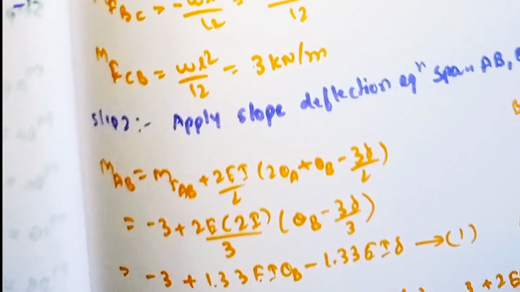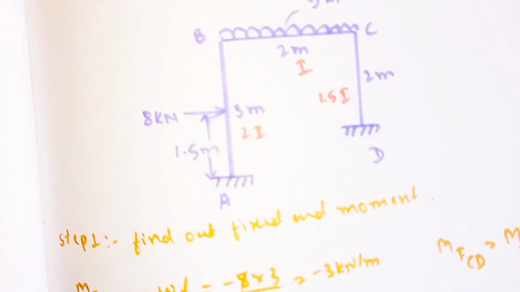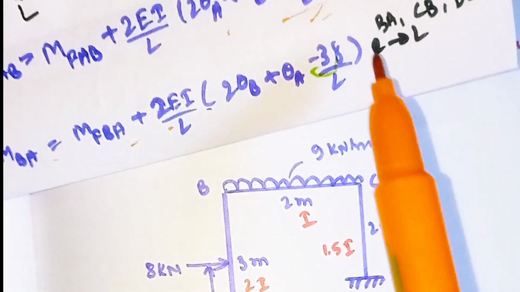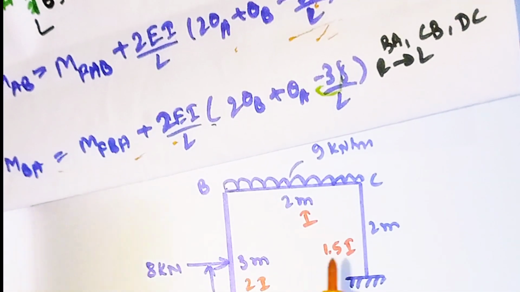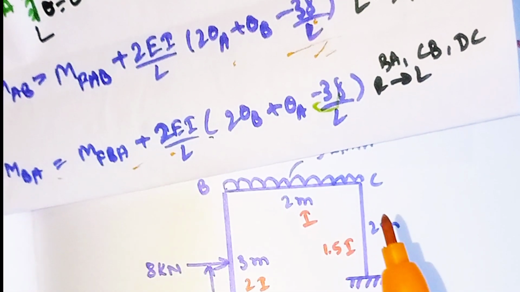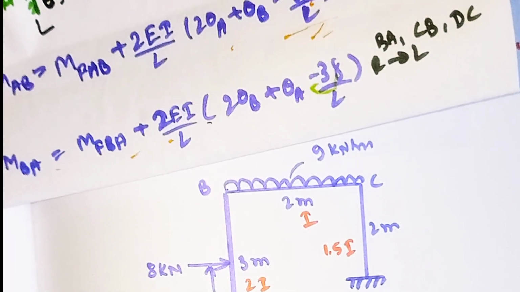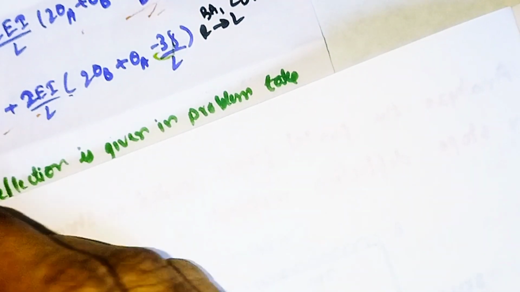Similarly we need to calculate for span BC as well as CB. Our span BC is the horizontal member. We should not take 3 delta divided by L because the deflection is not acting on the horizontal member. Now we'll see how to calculate this. For span BC we have the formula, and as in the case of AB, we need to substitute BC.